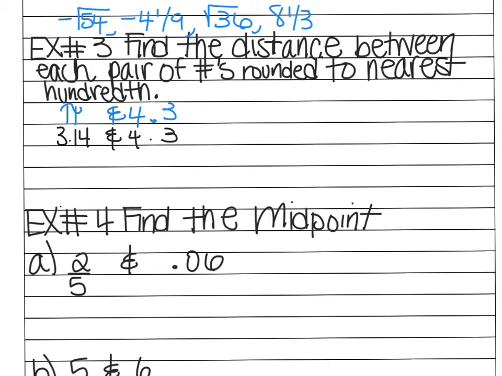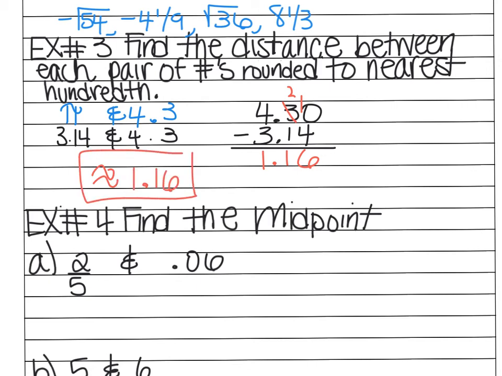So in order to find the distance between these numbers, you're going to go ahead and subtract them. And I added a 0 there because it's easier for me when I'm doing my math here. So I'm going to borrow, I get 2, 10 minus 4 is 6, 2 minus 1 is 1, and 4 minus 3 is 1. So I have approximately 1.16. That is my answer, the distance between those numbers. Again, you're just subtracting them.